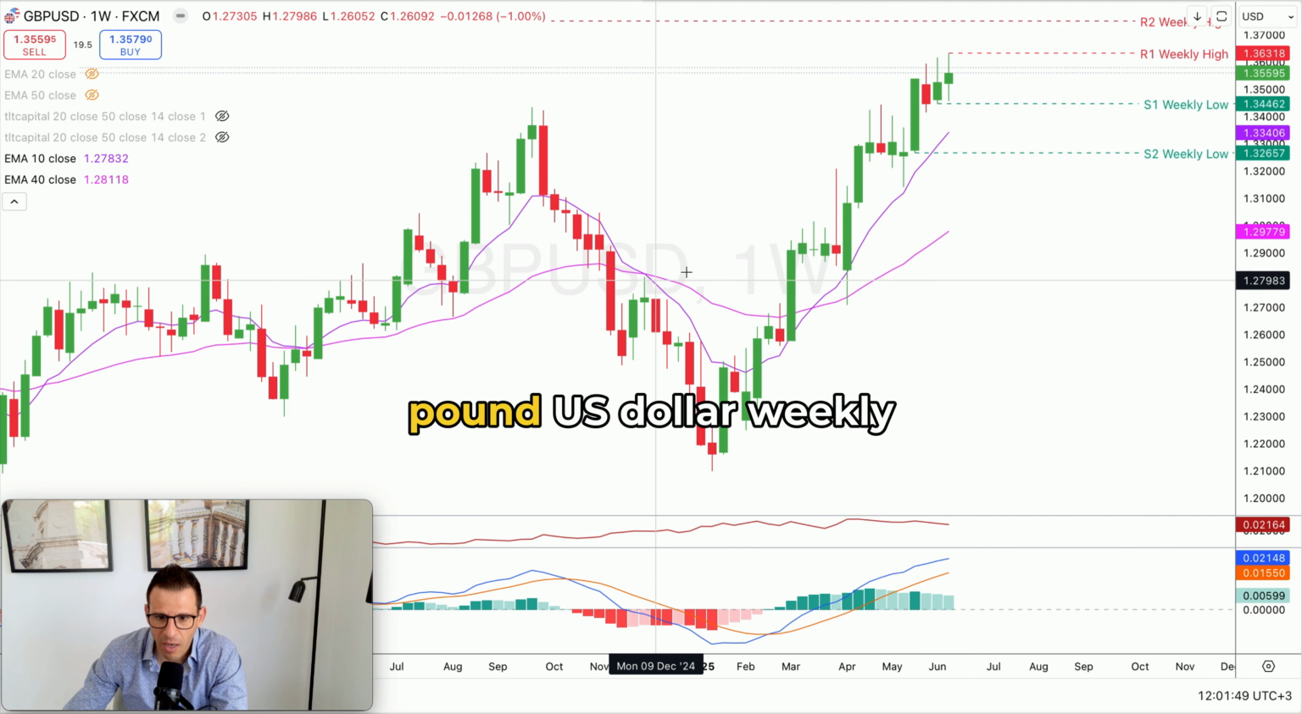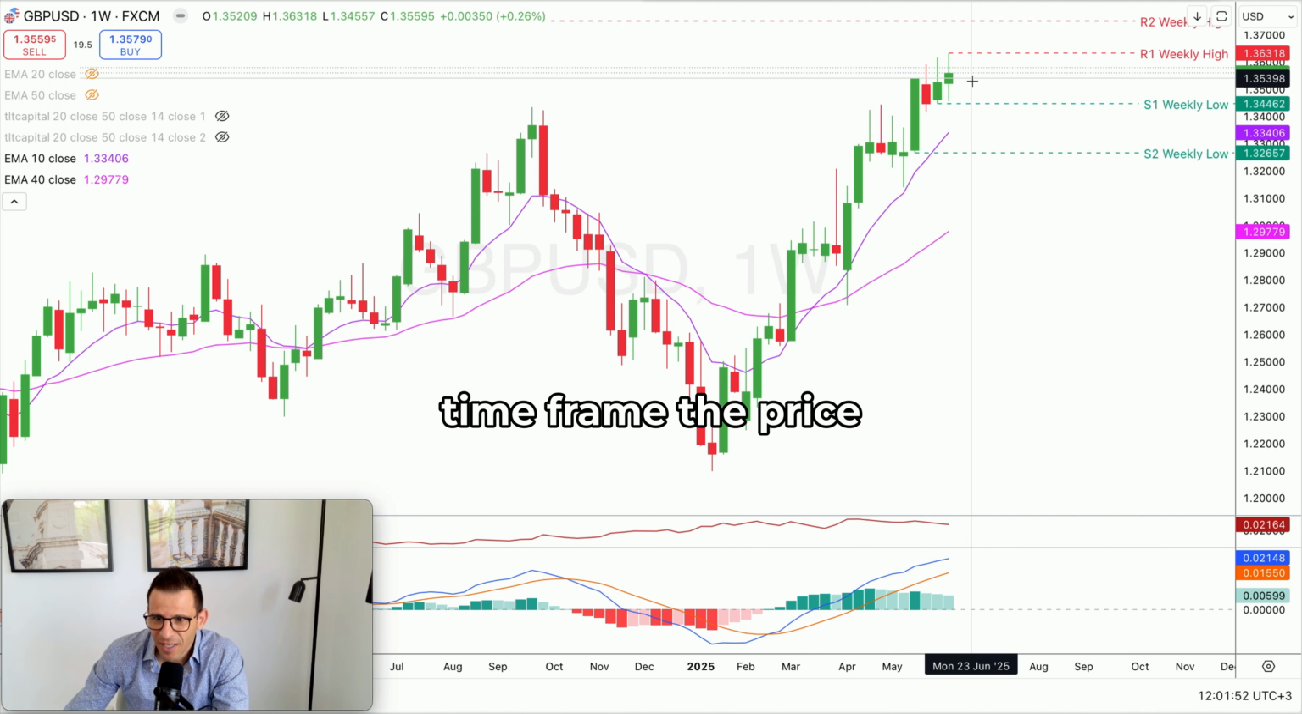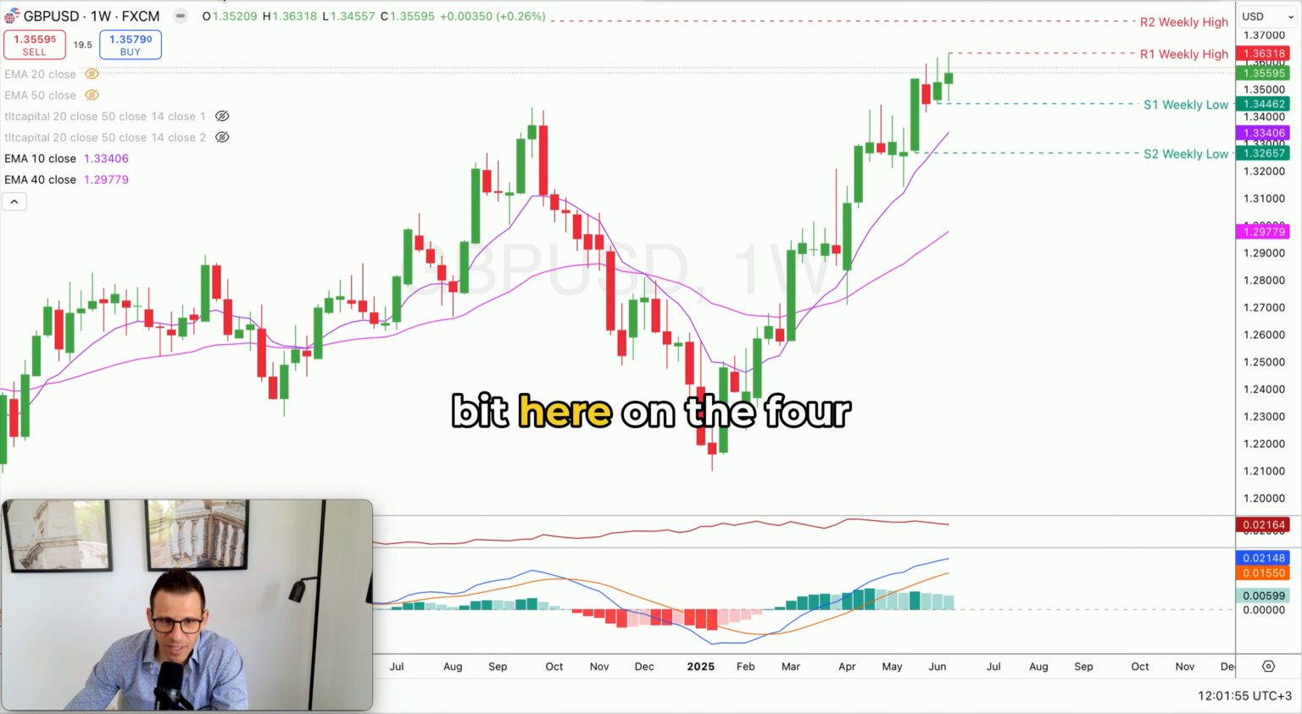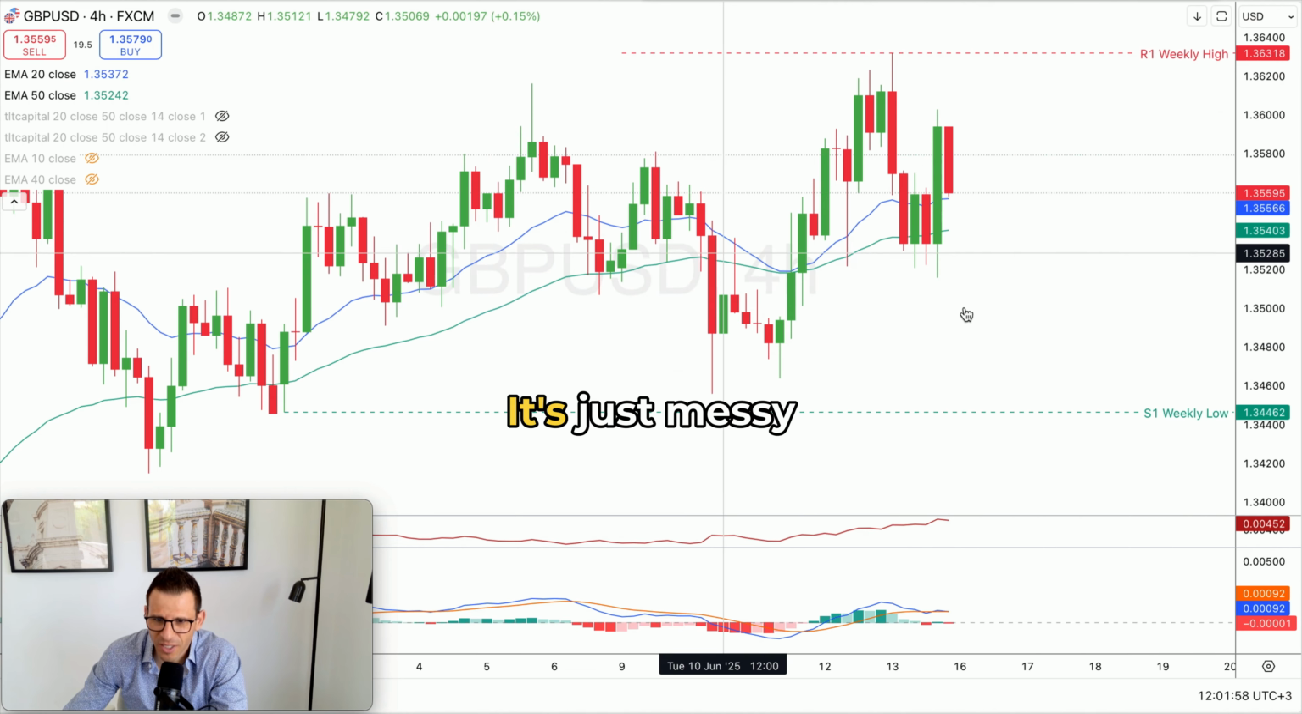Next one, Great British Pound, US dollar, weekly time frame. The price just moved a little bit here on the 4-hour time frame. It's just messy.